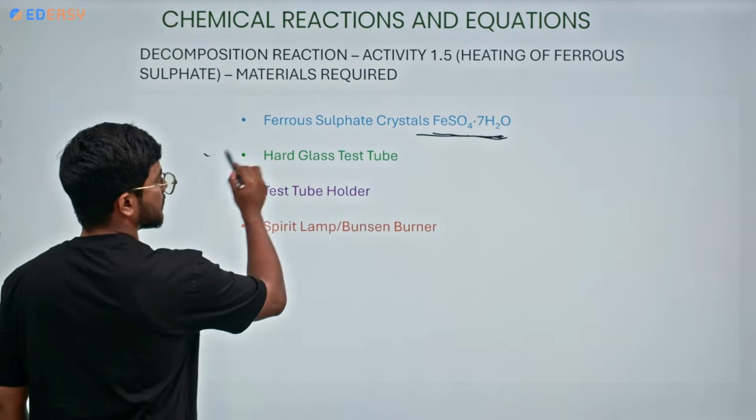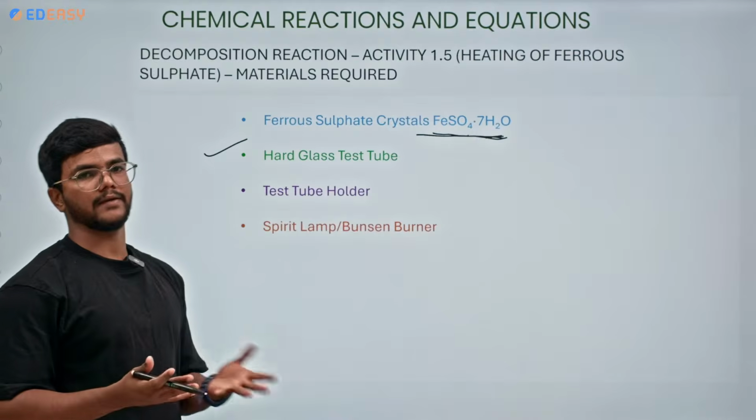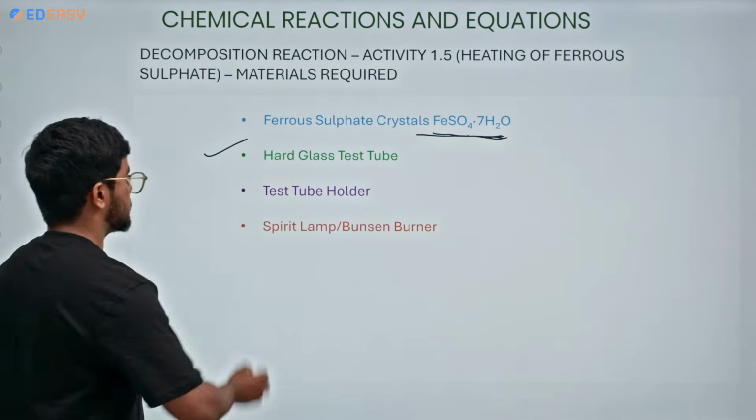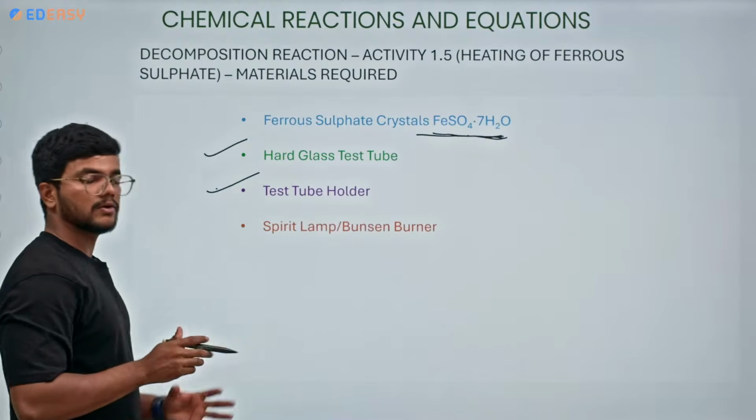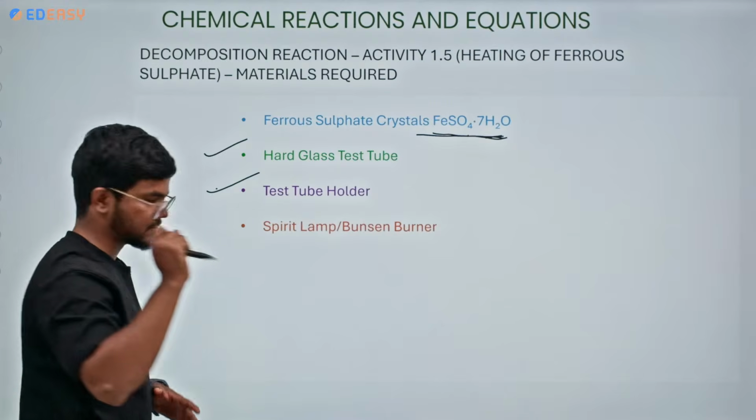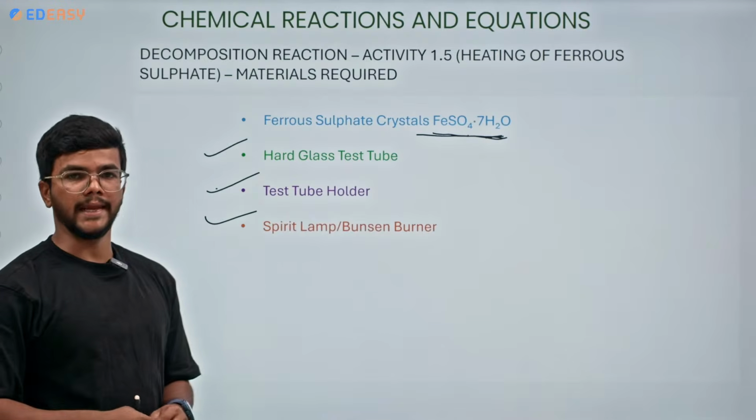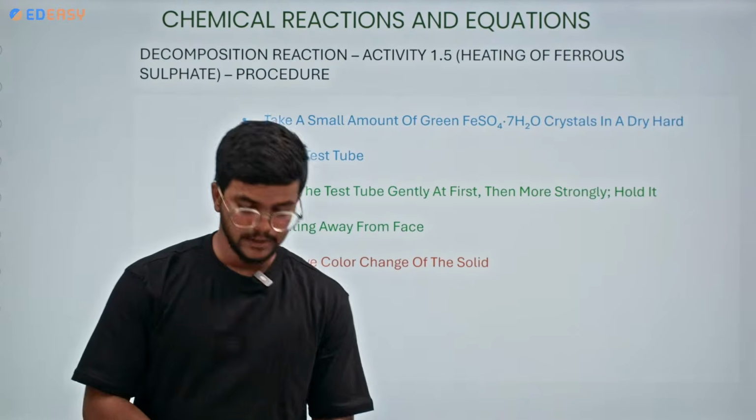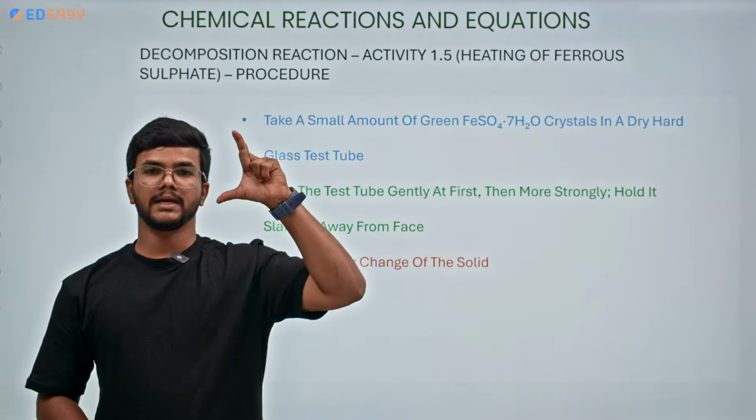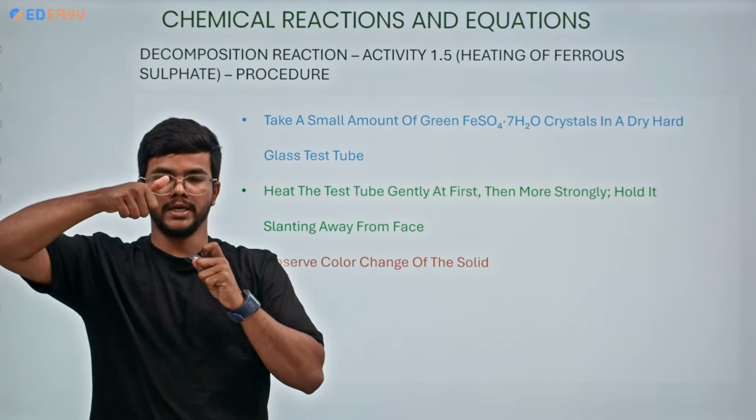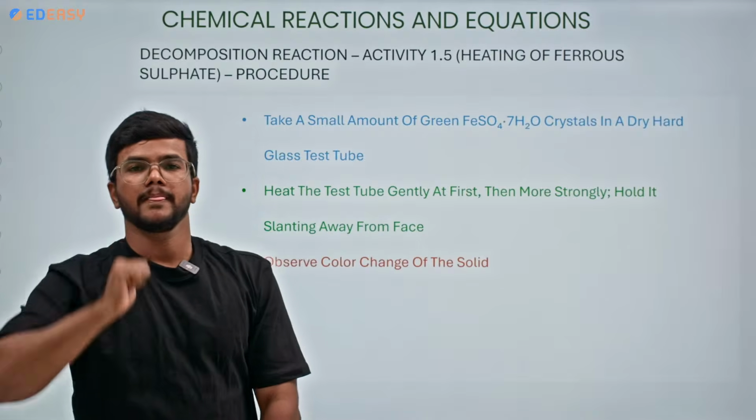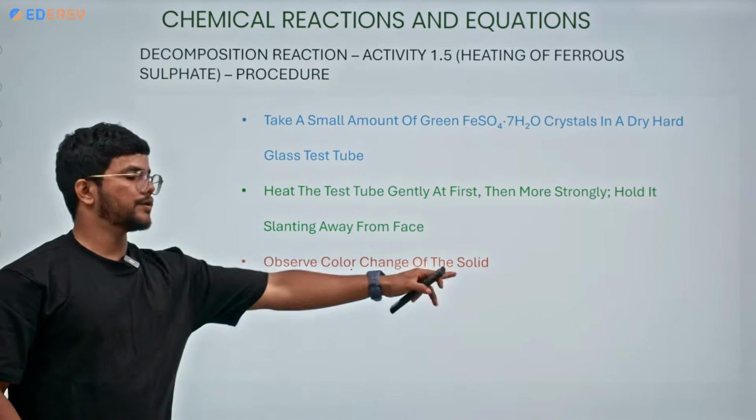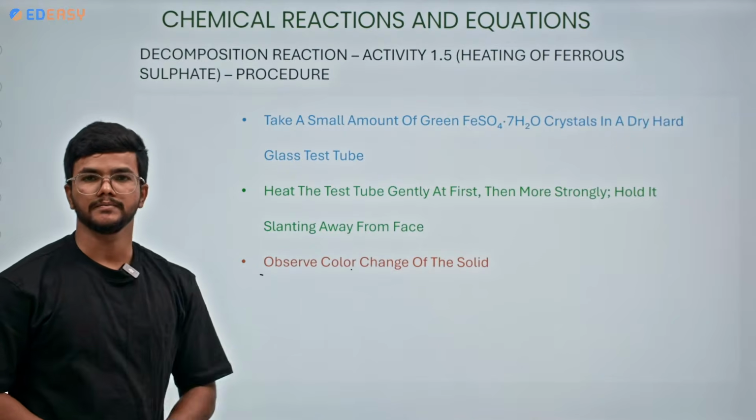And hard glass test tubes. Why are we taking hard glass tubes? Because we are dealing with heat. A test tube holder is mandatory, because without the test tube holder you cannot hold it with your bare hands. Next, a Bunsen burner for the heat. Next, the procedure: take the ferrous sulfate in the test tube, hold it with the holder and heat it under the Bunsen burner. What will be the observation? Observe the color change of the solid.